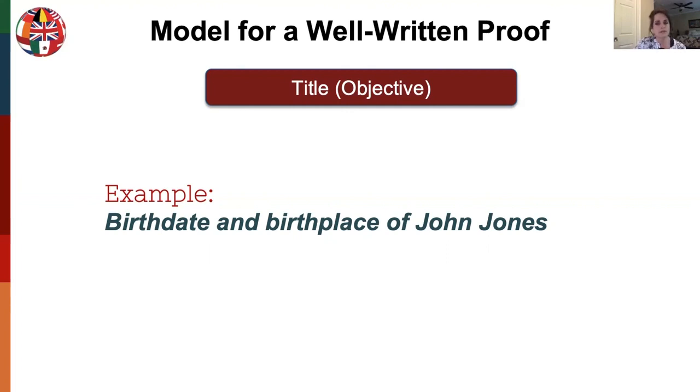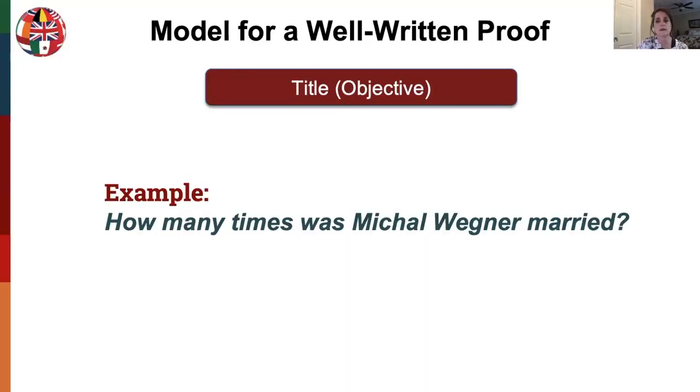Having that objective for each proof really keeps the writer focused on exactly what they're trying to prove in this section of their report. So, for example, if the objective is proving a parent-child relationship, then you're going to avoid bringing in details and information for John Jones's marriage or his death or other things that really don't help prove his birth date and birthplace.